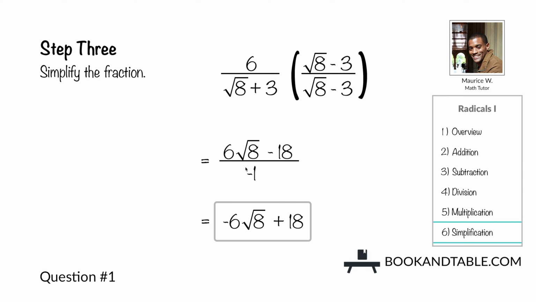When we do so, 6 divided by negative 1 is negative 6. Negative 18 divided by negative 1 is positive 18. Negative 1 divided by negative 1 is positive 1. So anything divided by 1 is just itself. Thus, this is removed, leaving us with negative 6 radical 8 plus 18.